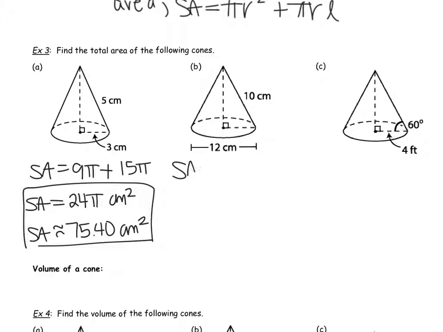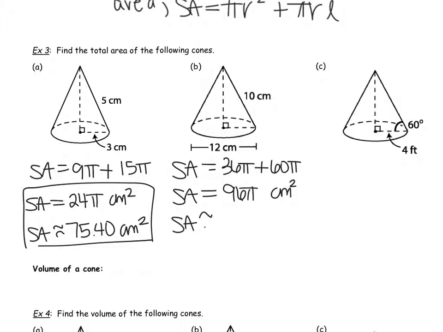For our second cone, its base area was 36 pi, plus its lateral area 60 pi, giving us a total surface area of 96 pi centimeters squared, which is approximately 301.59 centimeters squared.